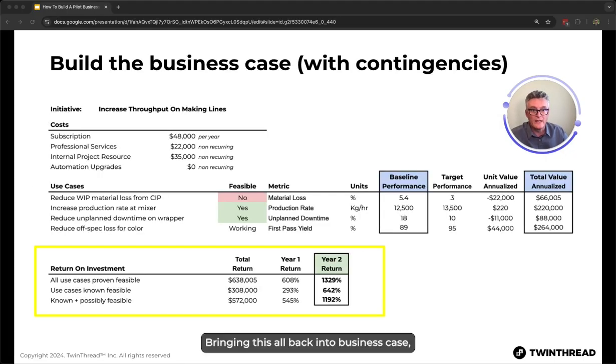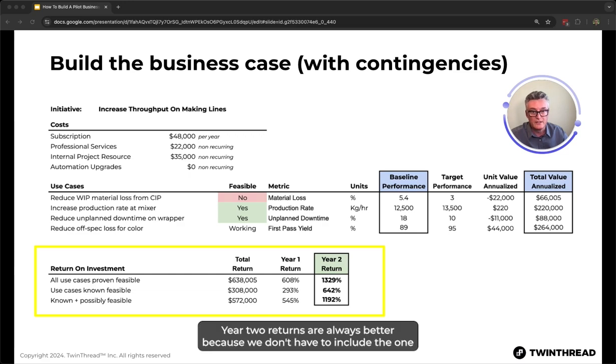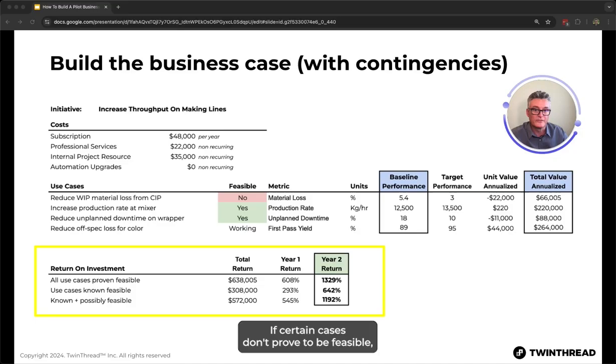Bringing this all back into the business case, we can calculate the year 1 and year 2 returns. Year 2 returns are always better because we don't have to include the one-time non-recurring investments required to get the pilot initially implemented. Note that returns reflect different scenarios of use cases that prove to be feasible. This is one way to assess your risk up front. If certain cases don't prove to be feasible, you can see the impact, or you can see the high and low of what your returns might be.